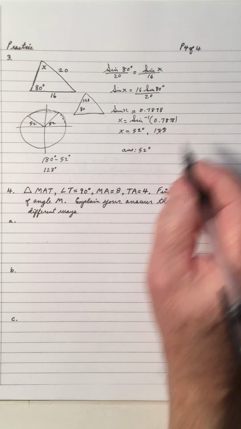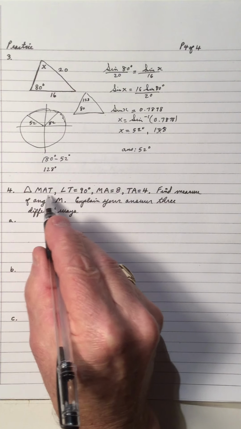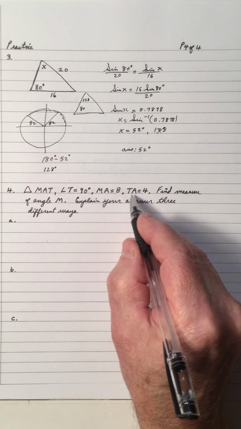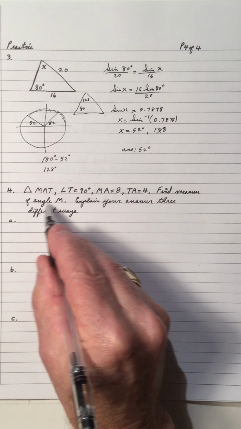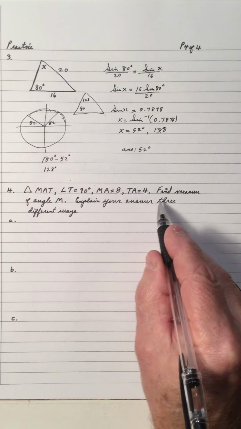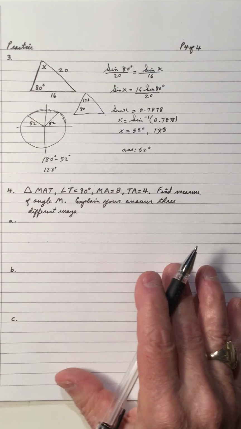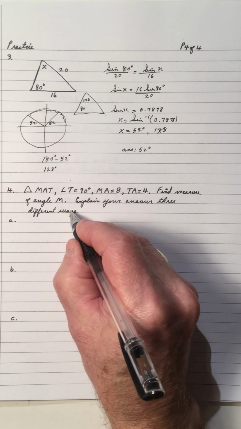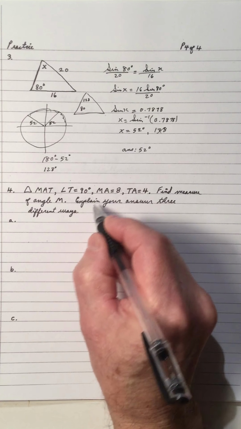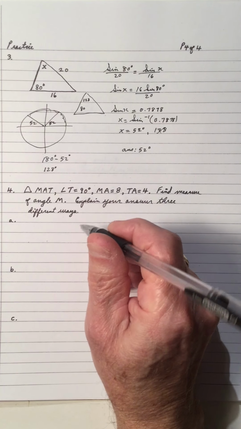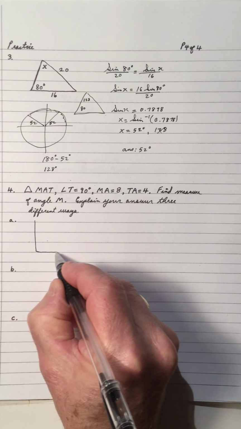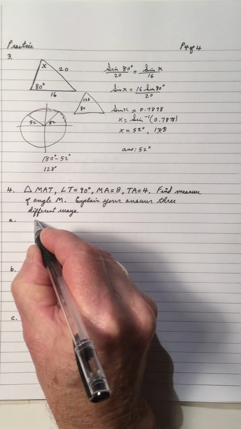And number 4, we have a triangle MAT, angle T is 90, MA is 8, TA is 4. Find the measure of angle M. Explain your answer using 3 different ways. I'm going to do it 3 different ways. Why not? The more math we do, the more ways we can work things out. So let's draw the triangle first. I always draw the triangle.